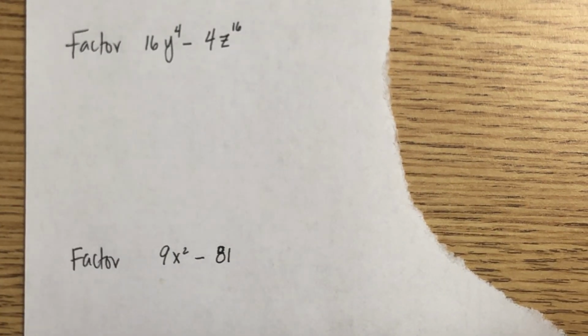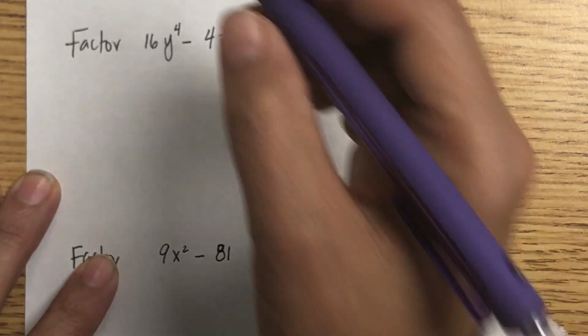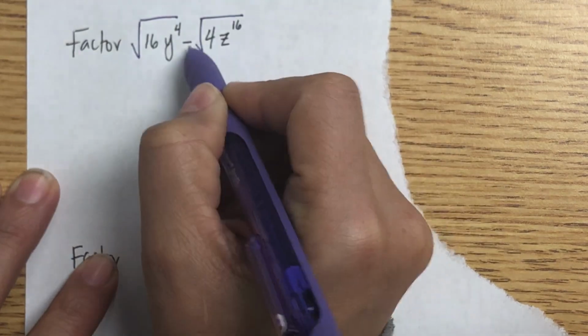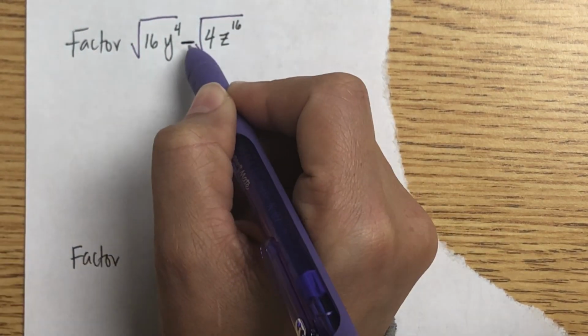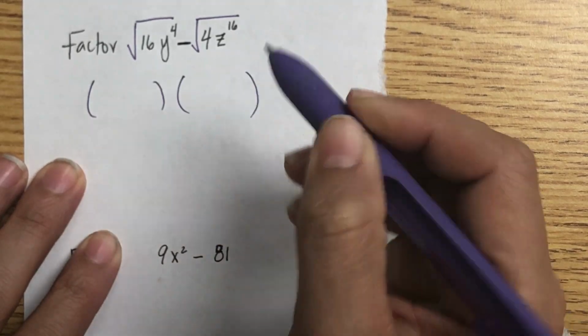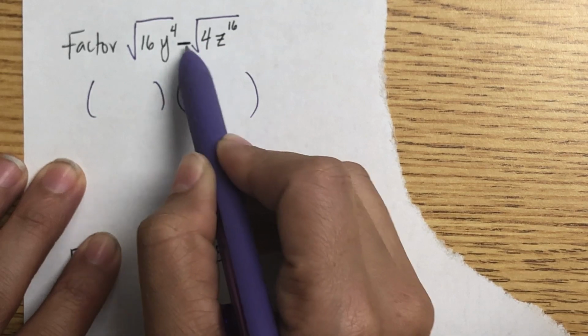All right, so factor this. You need to know the shortcut for the difference of squares. What the difference of squares means is that if you can take the square root of the first thing and the square root of the second thing, and it's separated by a negative, a minus, then you can do this shortcut.